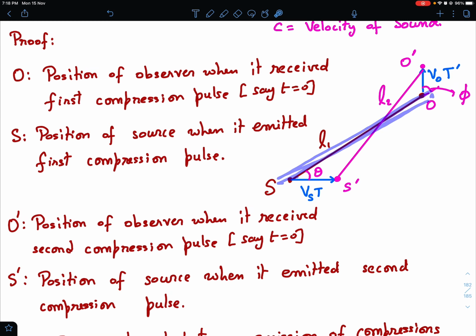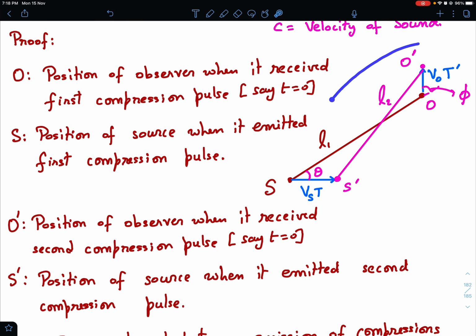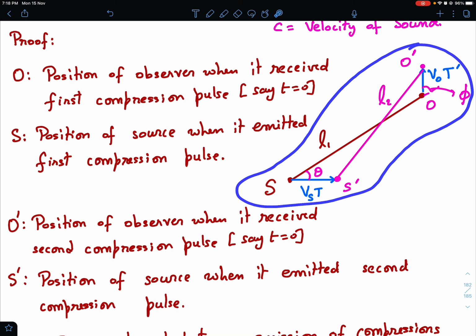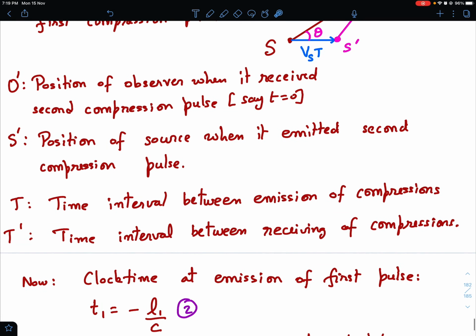Let's say this distance, S to O, is L1, and this distance is L2. I hope the geometry of this diagram is clear, and then we'll use this diagram and see how the maths works out. I hope all the variables are clear. O is the position of the observer when it received the first pulse, S is the position of the source when it emitted the first pulse, O prime is the position of the observer when it received the second pulse, and S prime is the position of the source when it emitted the second compression pulse.